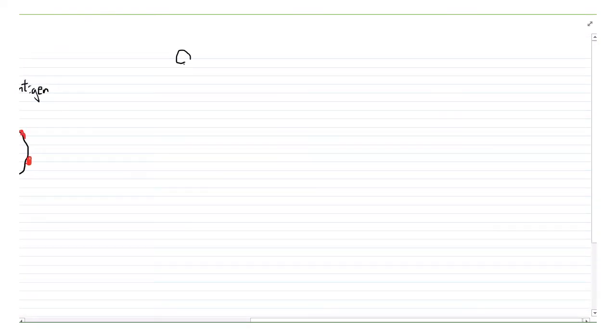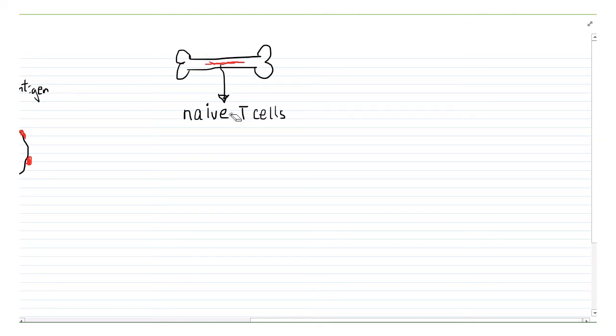From your bone marrow, this is your bone marrow, it's going to be in the middle, I guess. Your bone marrow is where all your white cells are produced. So from it, we are going to have something called naive T cells. Naive T cells are basically T cells that are not exposed to foreign antigens yet. They're naive. They don't know the evils of the world, so to speak. That's why they're called naive T cells.